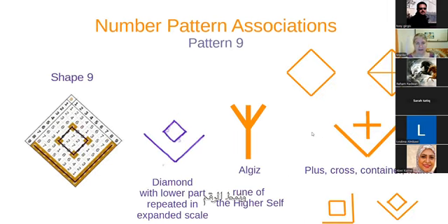And the number pattern associations for number 9 are a diamond with a lower part repeated in an expanded scale. The Algiz rune is a rune of the higher self, plus the cross, the container, the frame, and various aspects of the square.